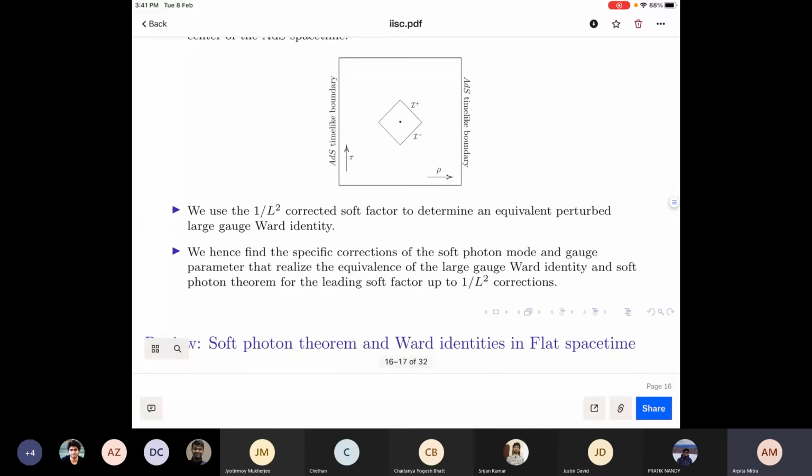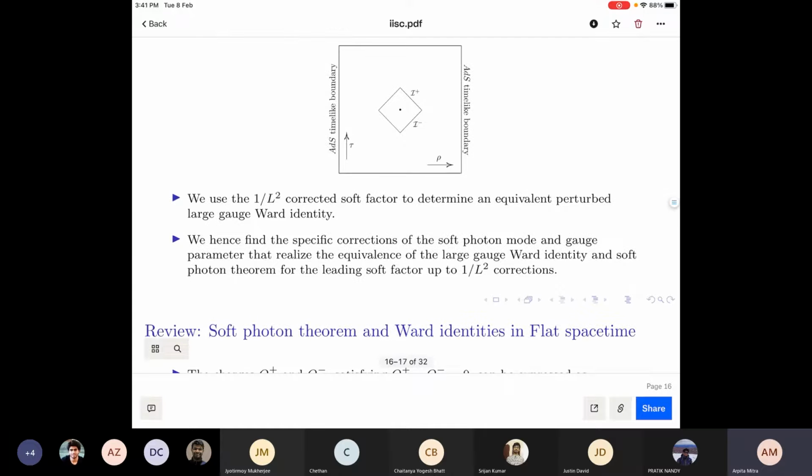So this is the ADS metric, the figure is drawn in terms of this global coordinate. And we will use this 1 by L square corrected soft factor to determine an equivalent perturbed large gauge Ward identity. And we hence find the specific corrections to the soft photon mode and the gauge parameter that realize the equivalence of the large gauge Ward identity and soft photon theorem for the leading soft factor up to 1 by L square correction.